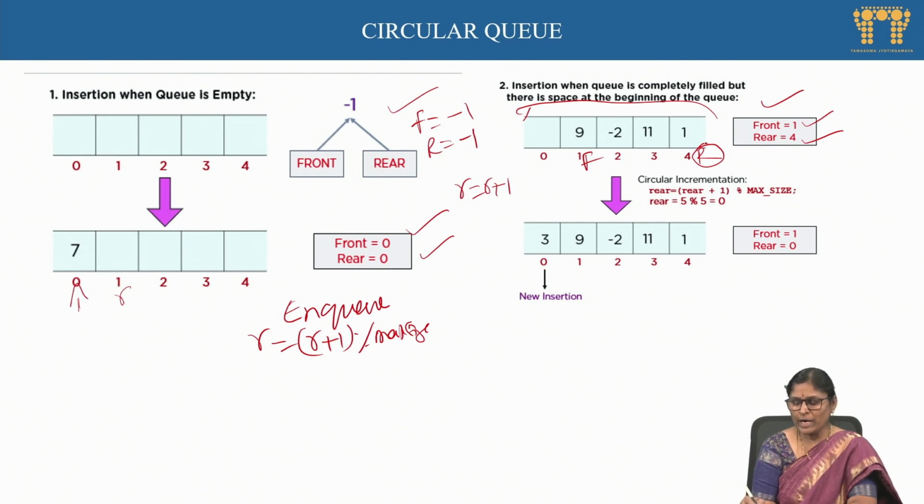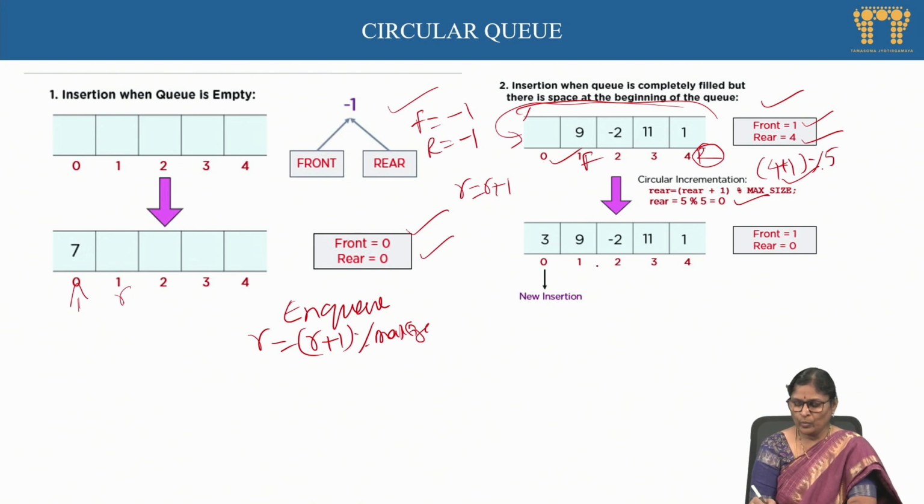So now what is the next index of R? You follow R = (R + 1) mod max size. So R is equal to 4 plus 1 mod the maximum size of the circular array, which is 5. So 5 mod 5 is 0. So the next index of the array after the last position comes back and it is 0.